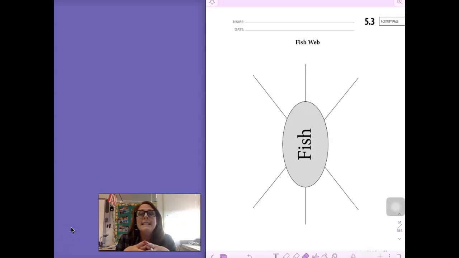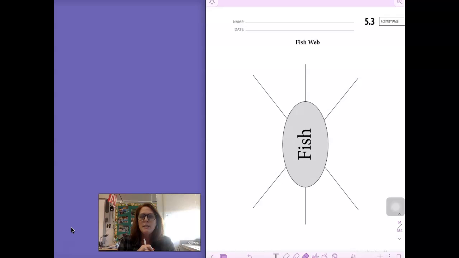Welcome back. We are continuing with Lesson 5 of Unit 2, Animal Classification, and we are going to be continuing to learn about fish in Chapter 6. So you will need your activity book, page 5.3. You will also need your student reader so that you can follow along, or you can follow along on the screen, but it's nice to have the book in your hand.